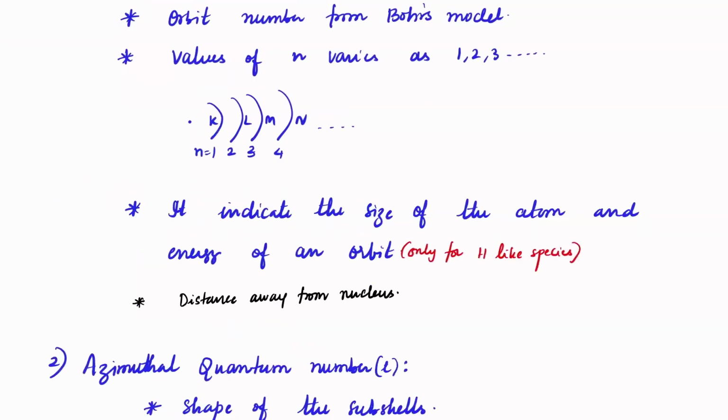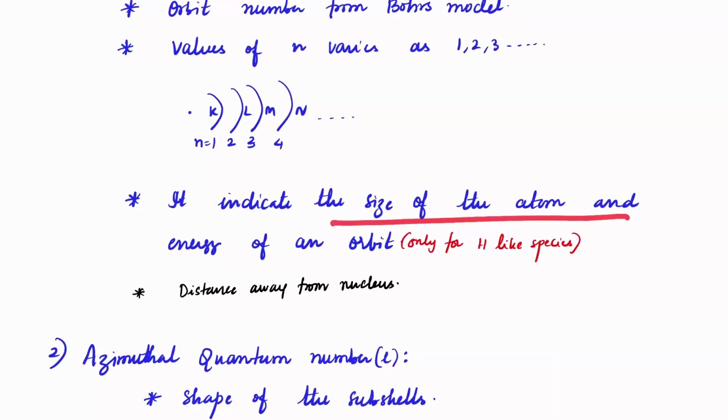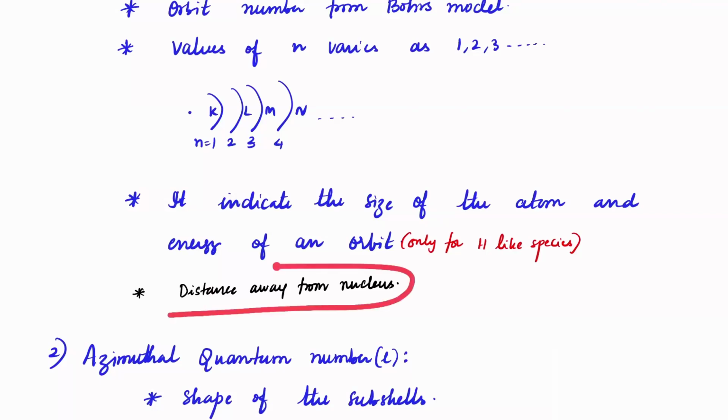Second, it also signifies the size of the atom. Of course, if n is larger, we can say the size of the atom is more, right? And lastly, what is the distance away from nucleus? Got it? That's the main factor we need to check.